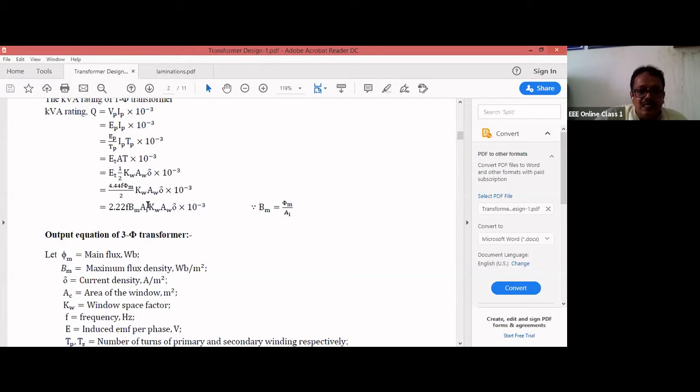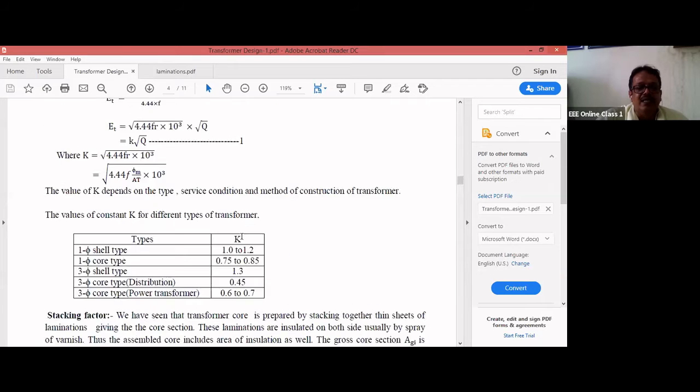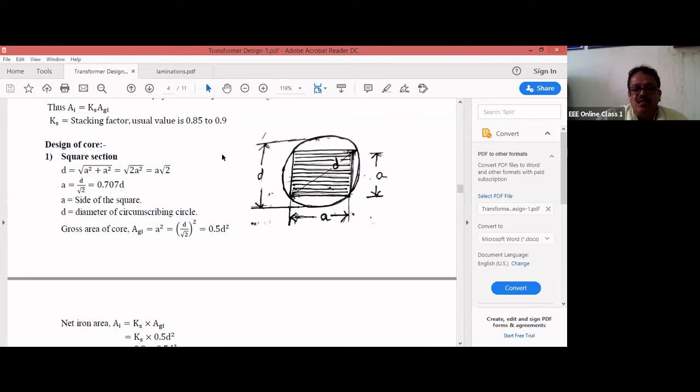The net iron area of your core will become less. When the net iron area becomes less, definitely the ferromagnetic material used for the core part will become less. Around that core, if you want to do the winding, suppose you take this core: if Bm is large, Bm is inversely proportional to your area. So if Bm is high, AI becomes small, meaning your net iron core area will become less. If the net iron core area is less, the material used for this core, which is nothing but ferromagnetic material, will become less.